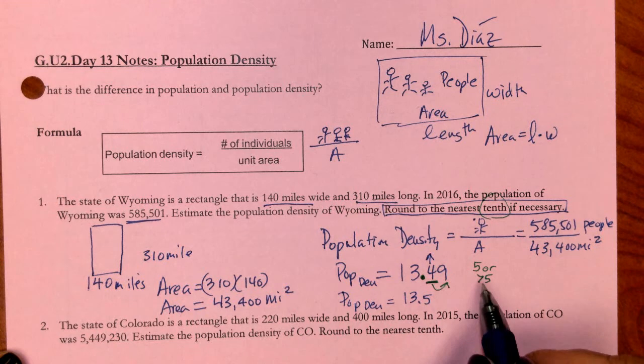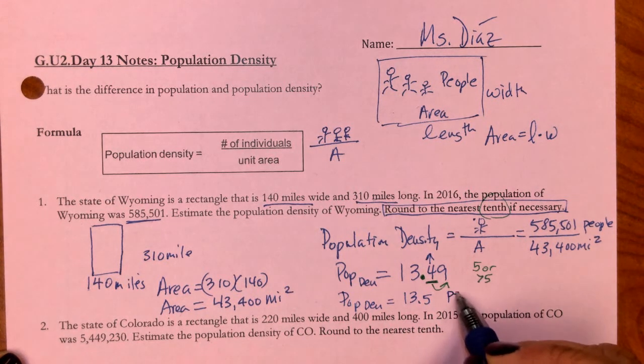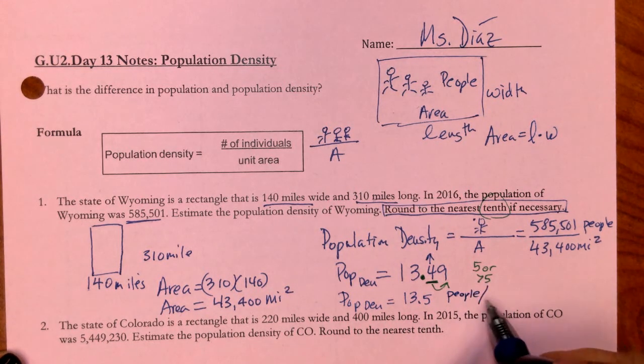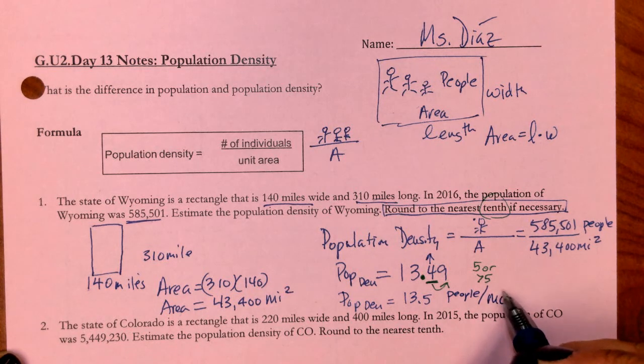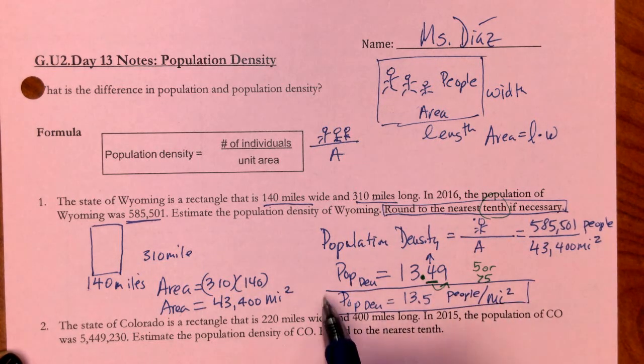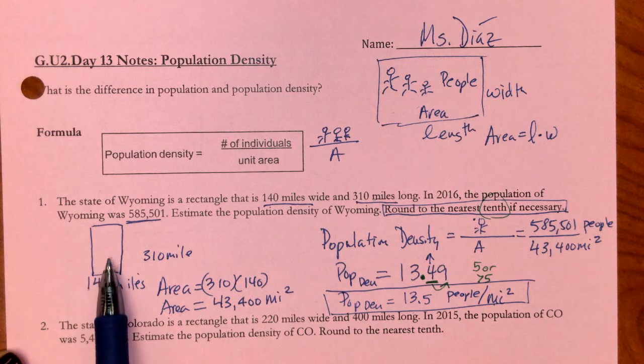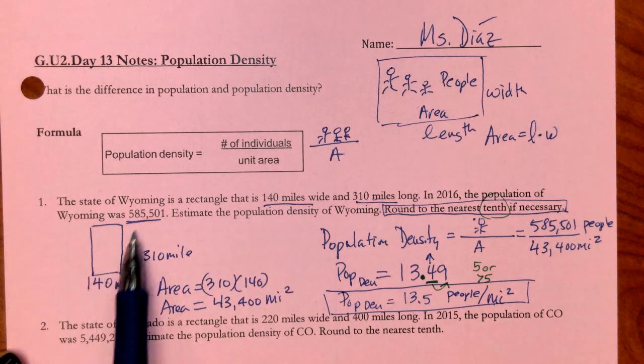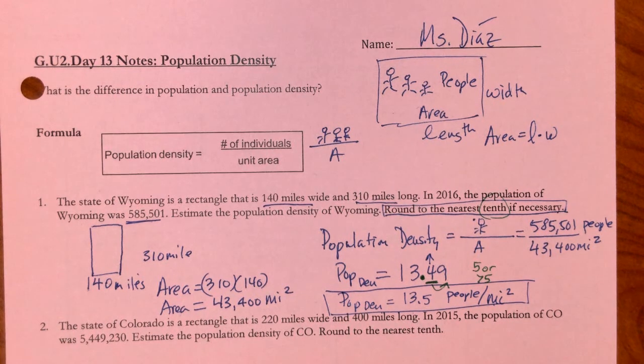The units are going to be people per square mile. Okay? People per square mile. And so that means 13.5 people reside in this little area. So you can tell that Wyoming, the state of Wyoming, is pretty scarce. Okay? A lot of land, very little people.